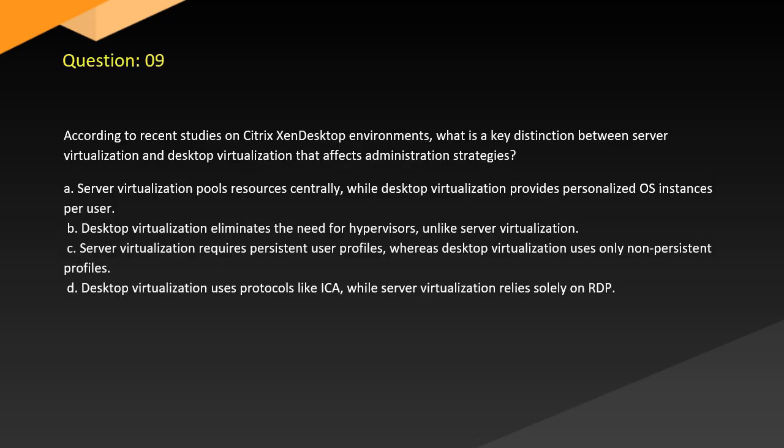Question 9. According to recent studies on Citrix XenDesktop environments, what is a key distinction between server virtualization and desktop virtualization that affects administration strategies? A. Server virtualization pools resources centrally, while desktop virtualization provides personalized OS instances per user. B. Desktop virtualization eliminates the need for hypervisors, unlike server virtualization. C. Server virtualization requires persistent user profiles, whereas desktop virtualization uses only non-persistent profiles. D. Desktop virtualization uses protocols like ICA, whilst server virtualization relies solely on RDP.